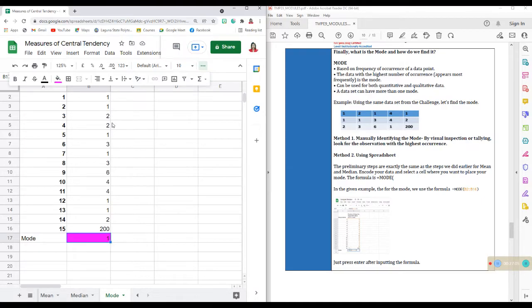Bakit? Ilang beses ba lumabas ang 1? 1, 2, 3, 4, 5, 6. So, 6 beses lumabas ang 1. Ilang beses lumabas ang 2? 1, 2, 3. Lagay tayo dito ng frequency, ha?